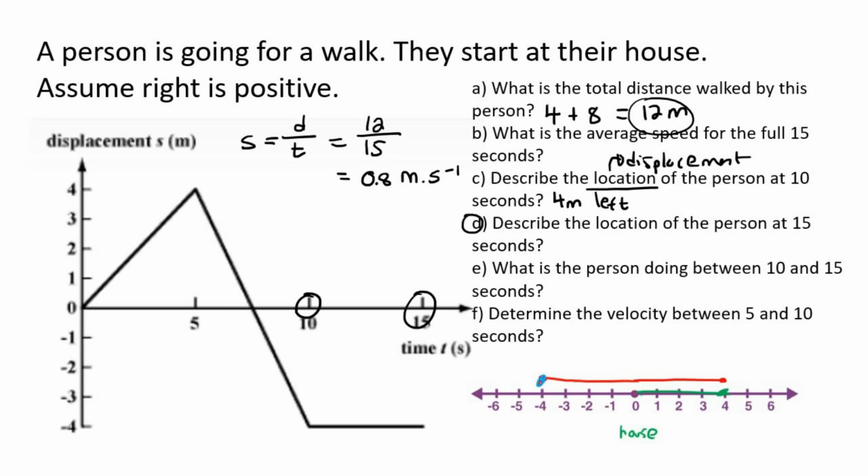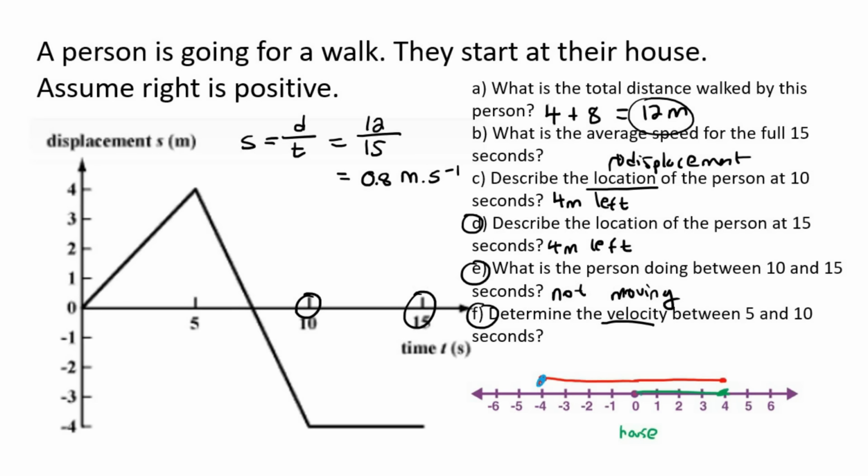This next one says describe the location at 15 seconds. Well, what we saw was that between here and here, in that part there, they did not move. So at 15 seconds, they're still going to be 4 meters to the left of their starting position. Question E, what is the person doing between 10 and 15 seconds? They are not moving.